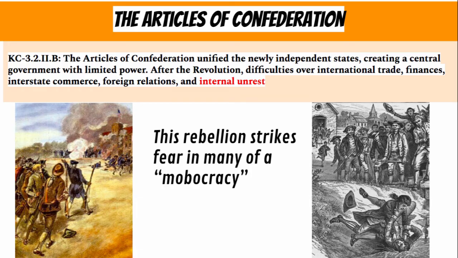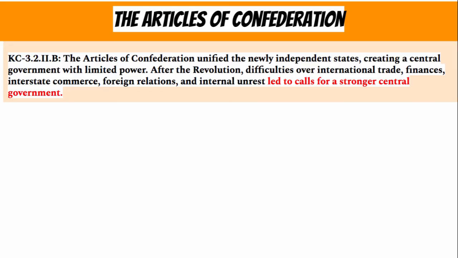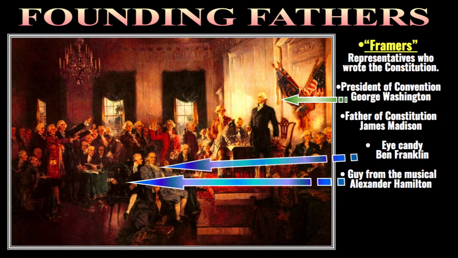The rebellion is unable to be put down by the national government under the Articles of Confederation, so a private militia actually has to come in, and this rebellion strikes fear in many of a mobocracy, especially amongst those of the elite, people with money and property. So as a result of all these problems, this leads to calls for a stronger central government, and that's when you get eventually the Constitutional Convention in which all these people meet: George Washington, Madison, Ben Franklin, and of course that guy from the musical, Alexander Hamilton.